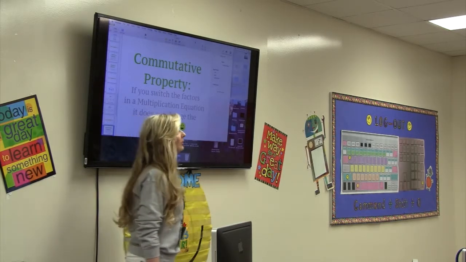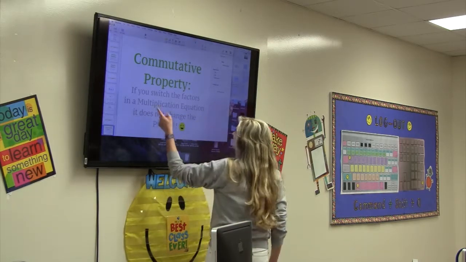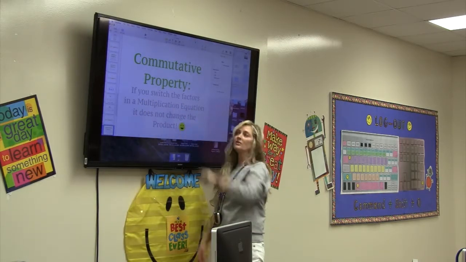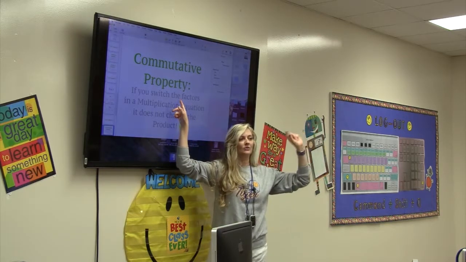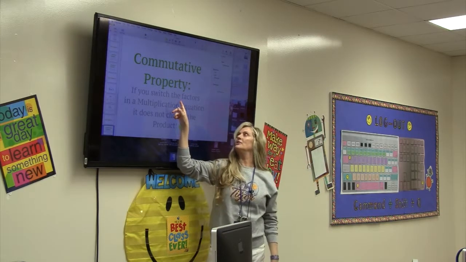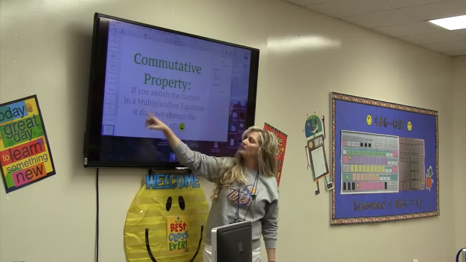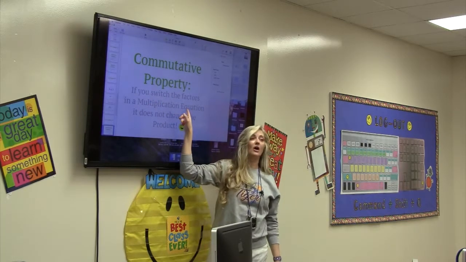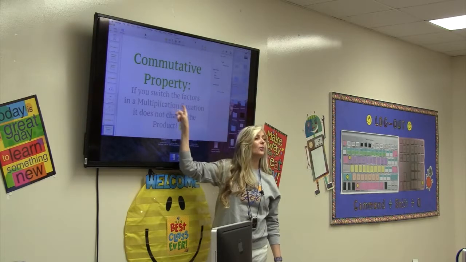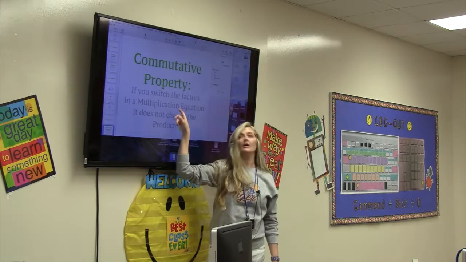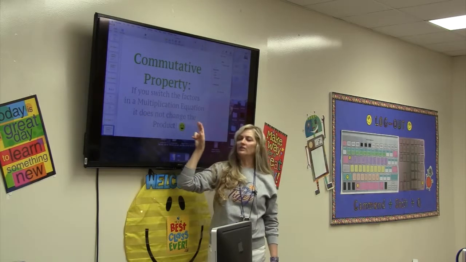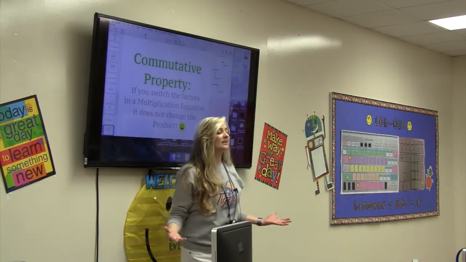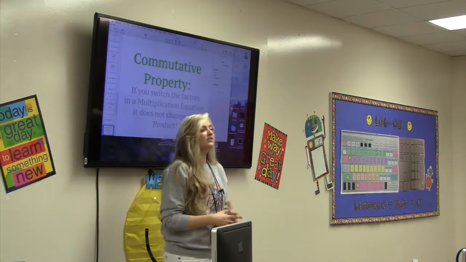Now, commutative property means this. It means that if you switch the factors, so if I have the word factors, what type of math am I doing automatically? Multiplication. Very good. If you switch the factors in a multiplication equation, it does not change the product. What it's saying is it doesn't change the answer. It doesn't change the total.